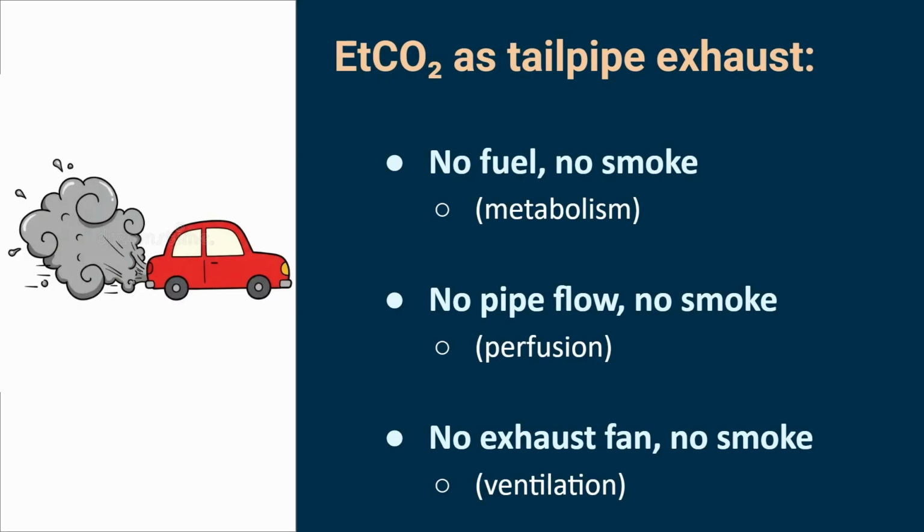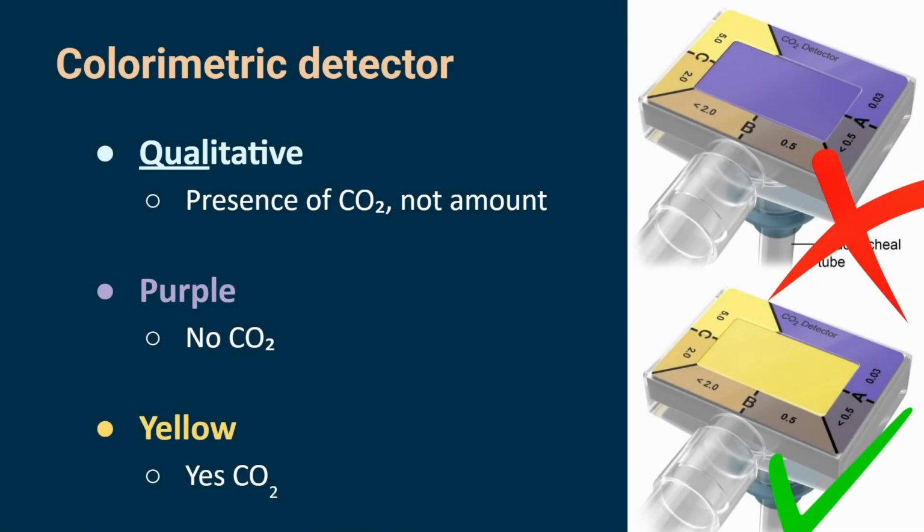So many ways to die. So EtCO2 is a tailpipe to exhaust. No fuel, no smoke. No pipe flow, no smoke. No exhaust fan, no smoke, right? Now we touched on this a little bit in 11. I'm using this as a launching pad to the quantitative effects of end-tidal.